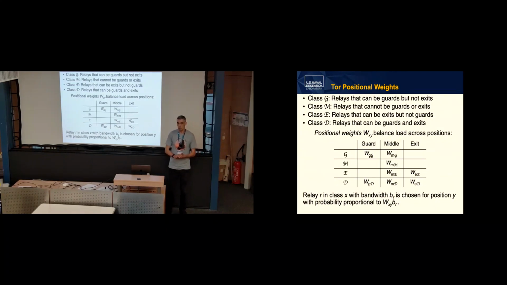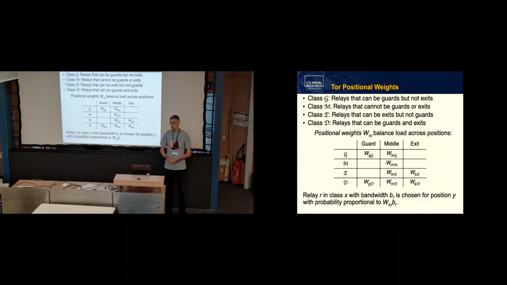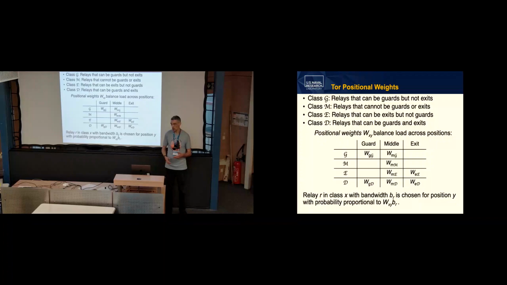In order to instruct clients on how to balance load across positions, Tor defines a set of weights. So to define those weights, let G be the set of relays that can be guards but not exits. Let M be relays that can't be guards or exits, E be relays that can be exits but not guards, and let D be the set of relays that can be guards and exits. All right. So then there's a set of positional weights W_XY, where X is the position to be selected for, guard, middle, or exit, and Y is the class of relays, G, M, E, or D.